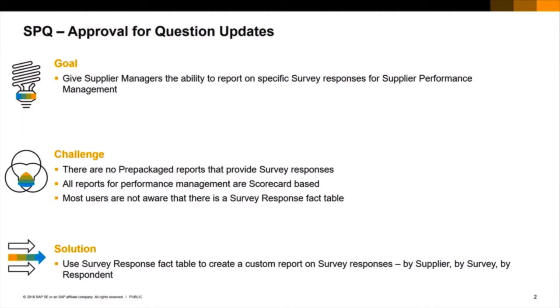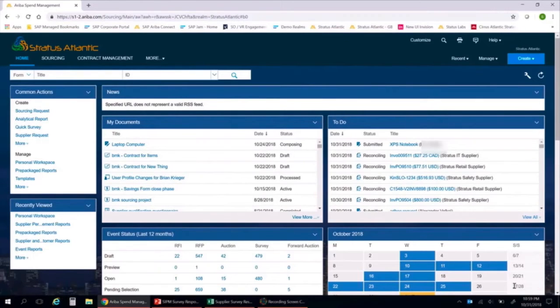Using the survey response fact table, we will create a custom report on survey responses. This report will be filtered by supplier, by survey, and then by each individual respondent. So now let's go ahead and get into the system. For the purposes of this video, I have already created a report that we will review. We'll walk through the report details, how the report was built, and also how the data can be extracted and used outside of the system.